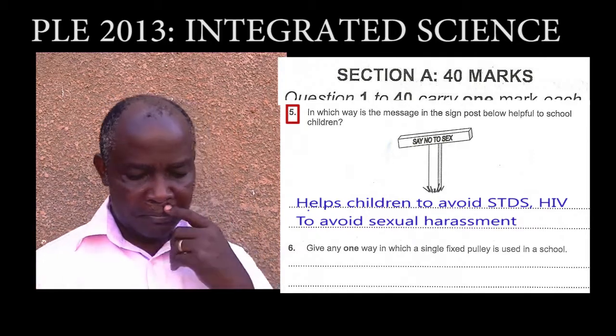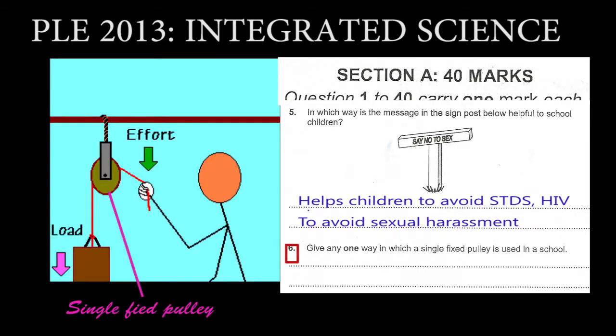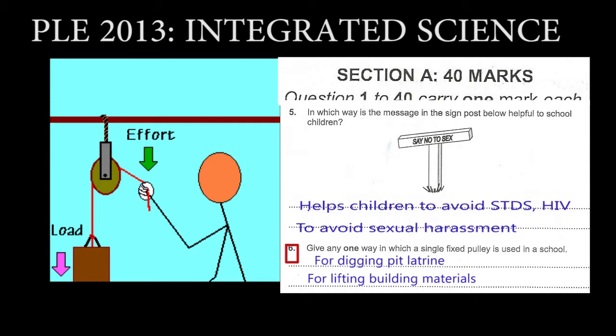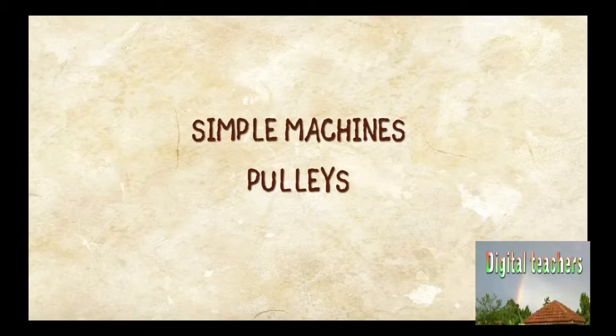Number 6, give any one way in which a single fixed pulley is used in a school: for digging pit latrine, for lifting building material.